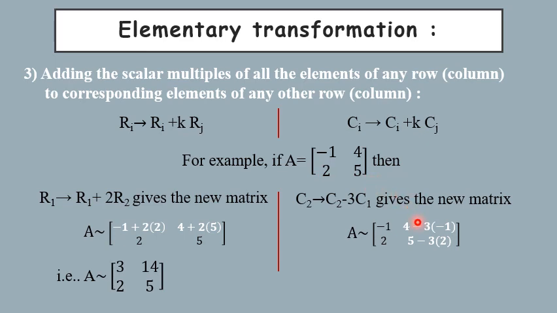So the second column is 4 minus 3 into minus 1 and 5 minus 3 into 2. After simplification, we get the matrix A equivalent to this: first column as it is, minus 1, 2. Now here minus minus becomes plus, so the answer will be 4 plus 3, 7, and 3 twos are 6, 5 minus 6, answer will be minus 1. So there are three types of different elementary transformations: 3 on rows and 3 on columns.